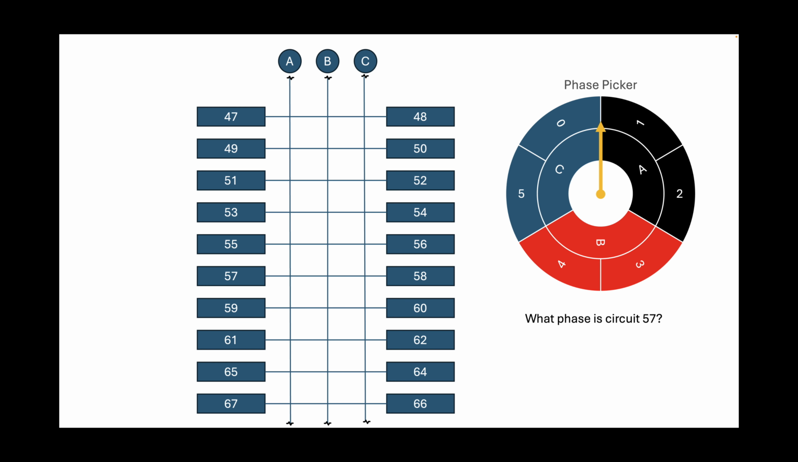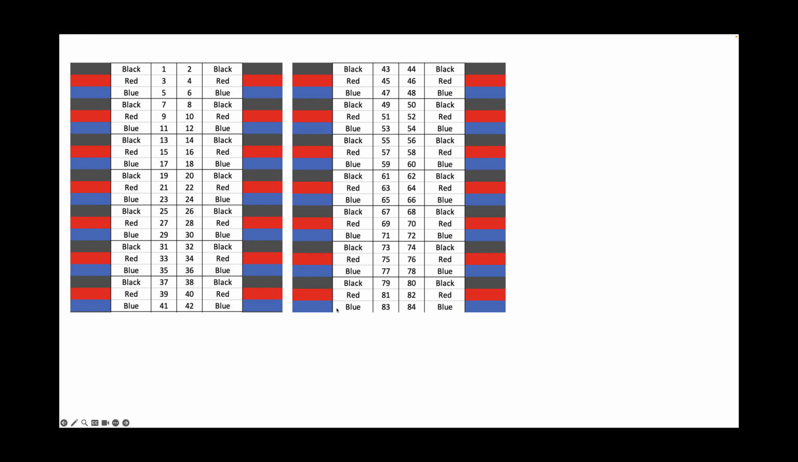So now let's go deeper into sectionalized panel board. Take a look at circuit 57. Pause the video, work it out yourself, then check your answer. 57 divided by 6 is 9.5. 9.5 minus 9 is 0.5. 0.5 times 6 is 3. And 3 is B.